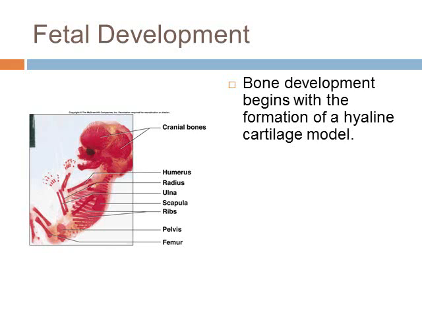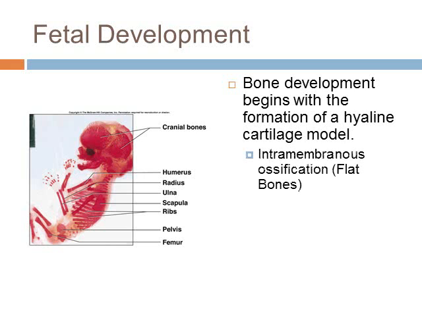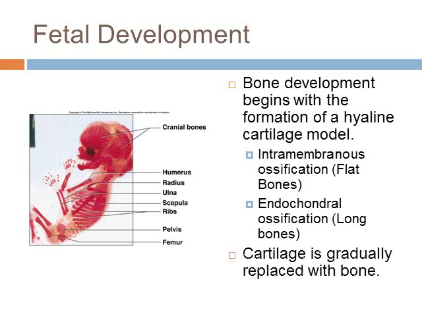Now, there's 2 ways that bone can form. One is called intramembranous ossification. This occurs with the flat bones, like in the skull, where a membrane is developed and bone replaces the membrane. The other is endochondral ossification. This is common in the long bones, where the cartilage develops into bone. In either case, cartilage is going to be gradually replaced by bone, and generally it's going to be the hyaline cartilage.